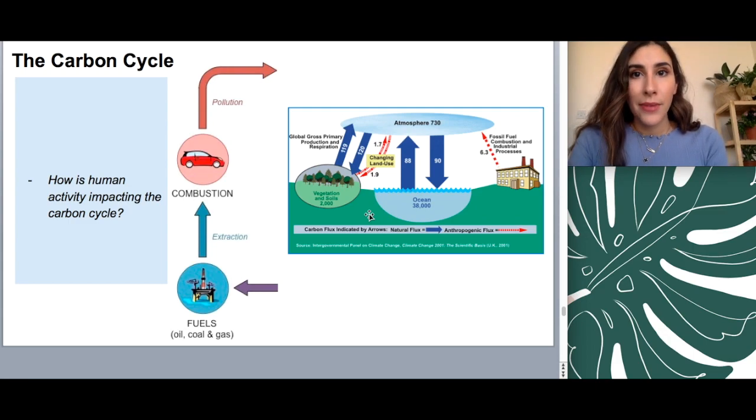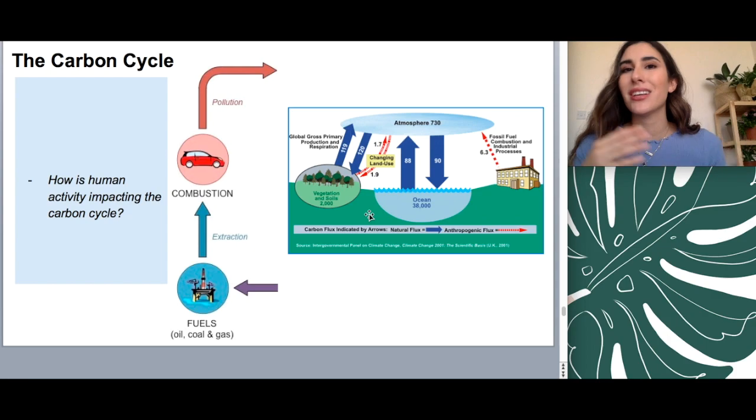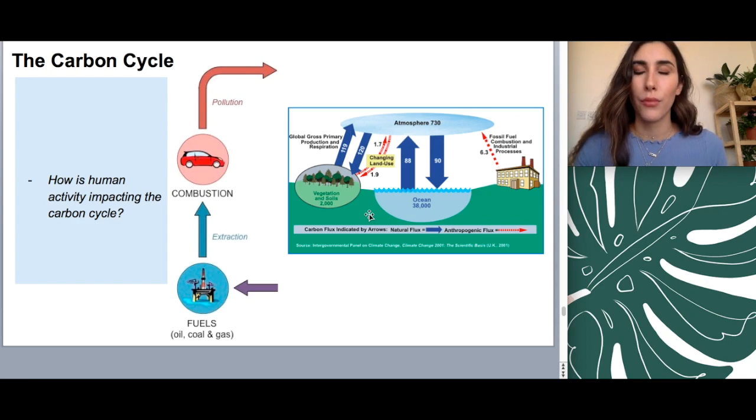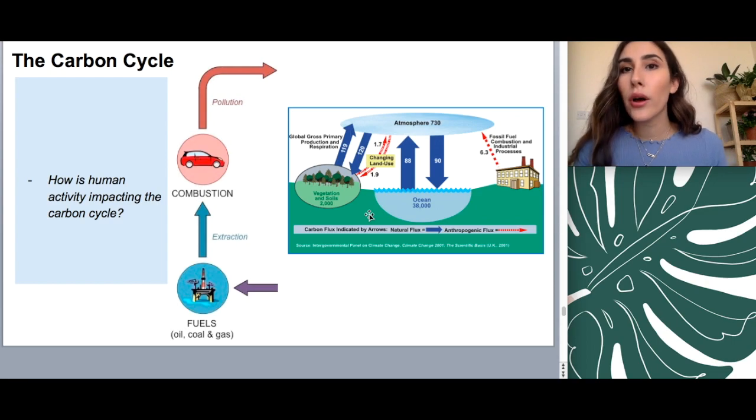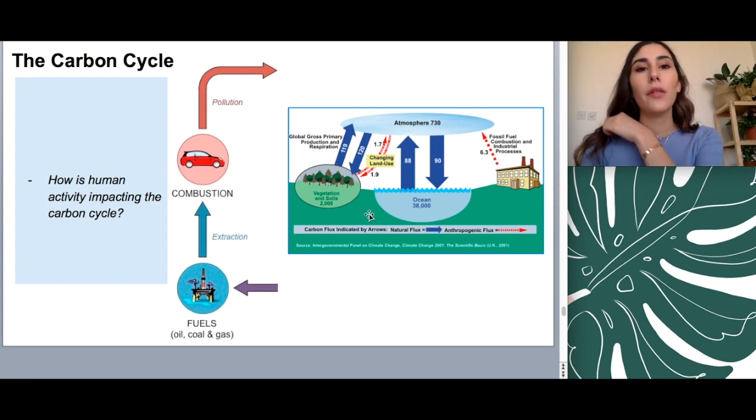Now, like I mentioned, as humans, our activity is really impacting the carbon cycle. And I said through the excessive burning of fossil fuels such as oil, coal, and natural gas, when we burn these fossil fuels, through the process of combustion, carbon dioxide is released back into the atmosphere. And now we have this kind of imbalance going on where we have too much carbon dioxide being released into the atmosphere, and not as much carbon dioxide being taken away or basically recycled back into the soil, back into organisms such as plants, etc.